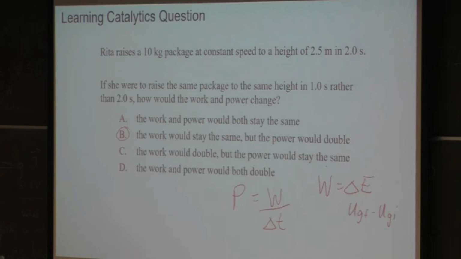You raise the box by the same amount of height. And there isn't any mention of kinetic energy change. But the power doubles if the delta T is half. Make sense? Any questions about that one?